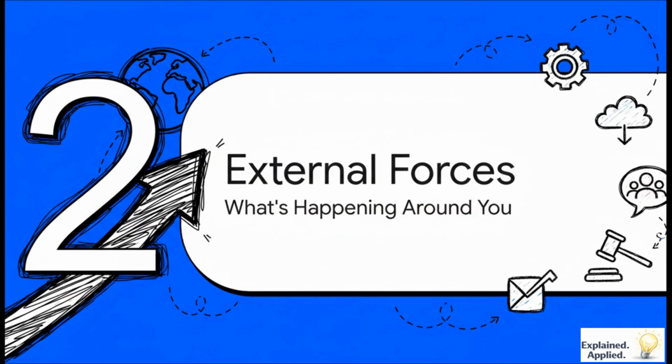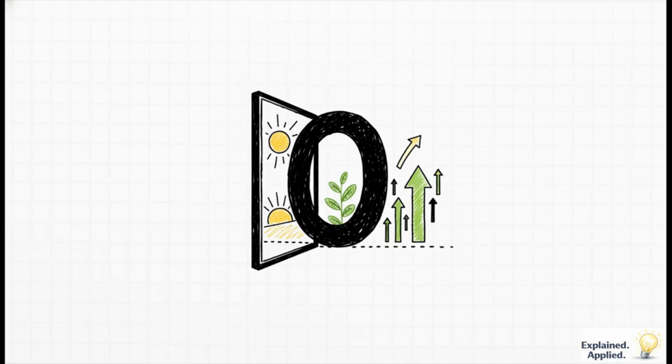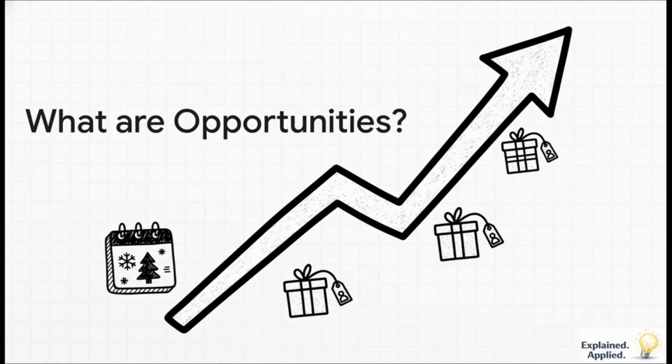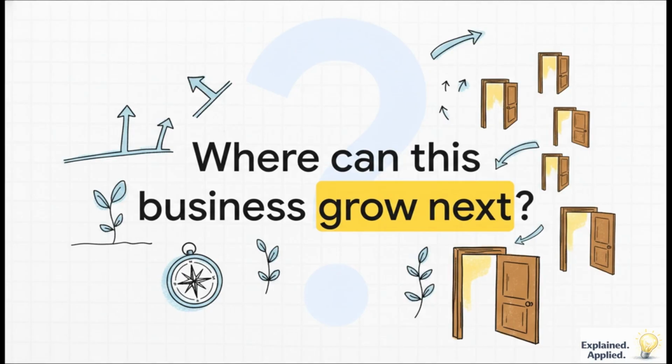The second half of SWOT is all about the external forces, the things happening out in the world that you can't really control, but you definitely need to be aware of. And this is where it starts to get really exciting. Let's talk about O for opportunities. Opportunities are all those things happening out there that you can use to your advantage. Maybe there's a growing demand for your kind of product, or a new social media platform is just blowing up. For our handmade business, a huge opportunity might be the growing trend of people wanting personalized gifts, especially around the holidays. So the question that drives this part of the analysis is all about looking ahead. Where can we grow next?